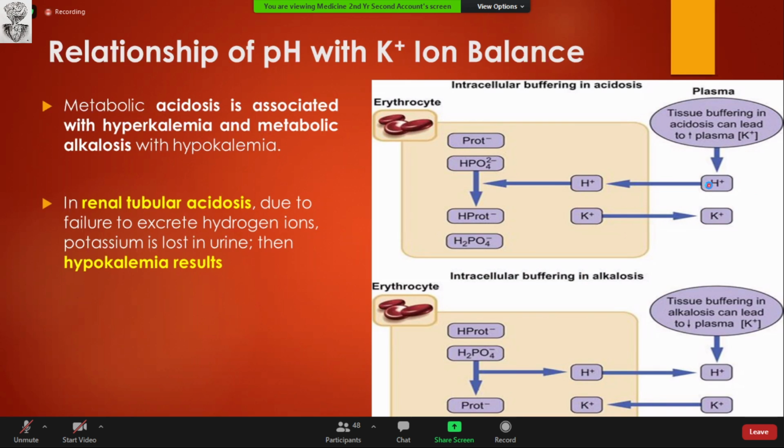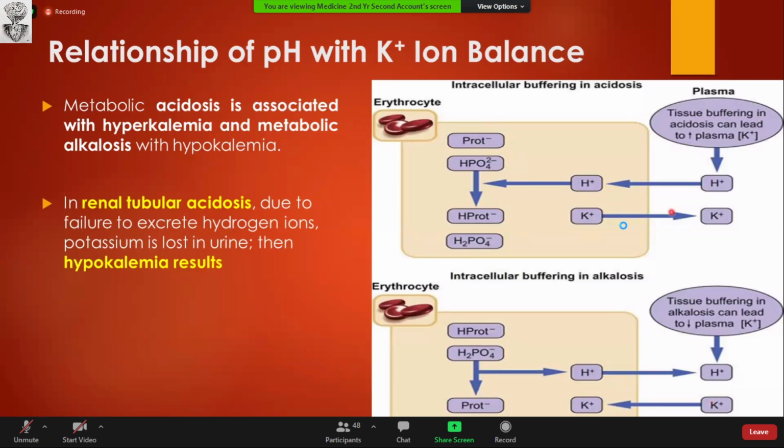This condition is associated with hyperkalemia. On the other hand, if we have a low concentration of hydrogen ions or high pH, this will be associated with what's called hypokalemia. It means a low concentration of potassium in the blood, in the serum or plasma itself, compared to the normal situation.